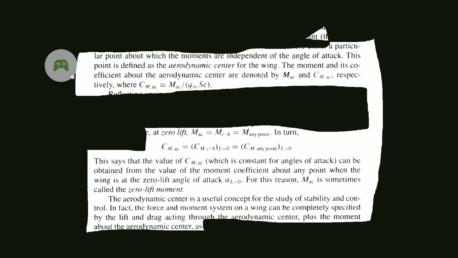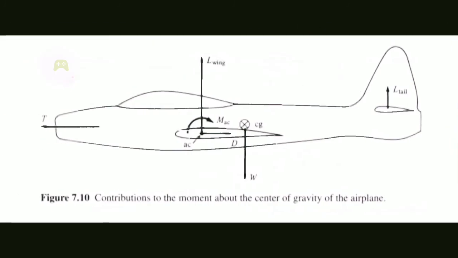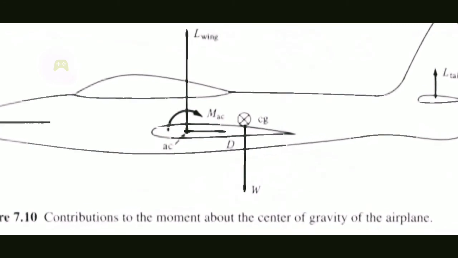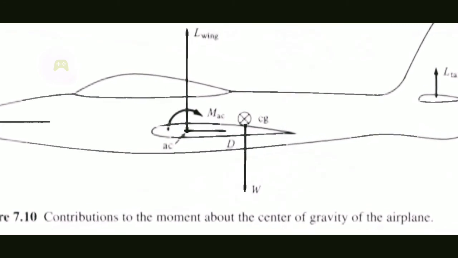So aerodynamic center is a very useful concept for the study of stability and control, and it is for this reason that we use aerodynamic center for representing the aerodynamic forces, rather than the quarter chord point. We do not represent forces at the quarter chord point or center of pressure, but we do represent aerodynamic forces at aerodynamic center, which is AC, because the movement about that point does not change with angle of attack.